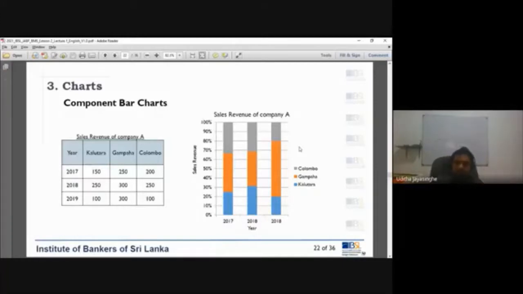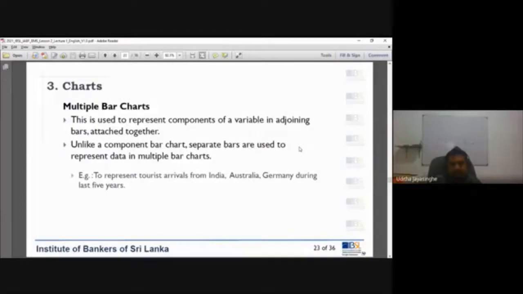So both these styles, component bar charts and percentage component bar charts, give you the dispersion of the individual components of a variable, visually represented. Right, now these are pretty much simple. Multiple bar charts also represent this variable, but not included in the same height; rather, in adjoining bars attached together. So this is pretty much an extension of the component bar chart.